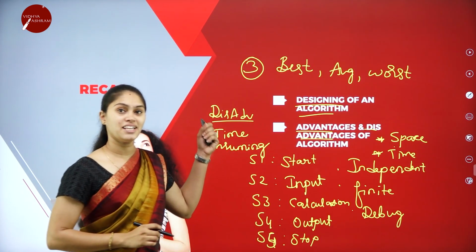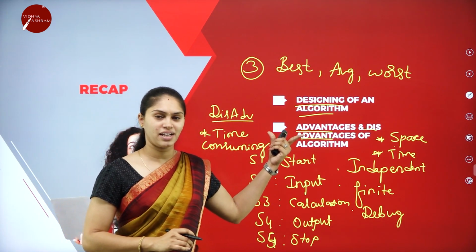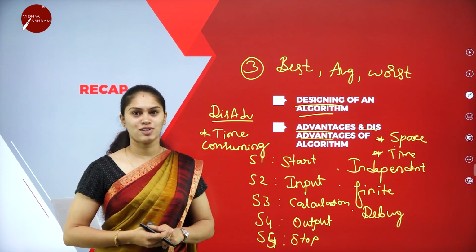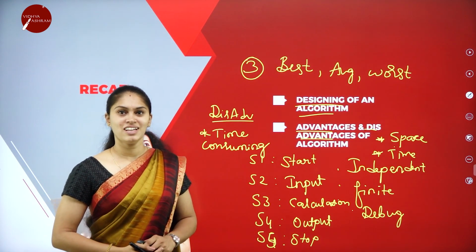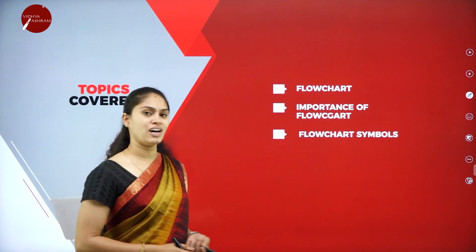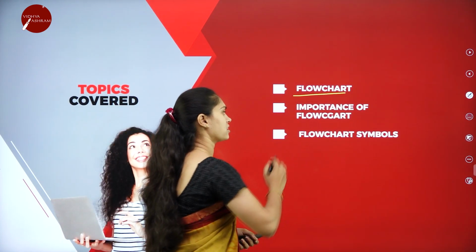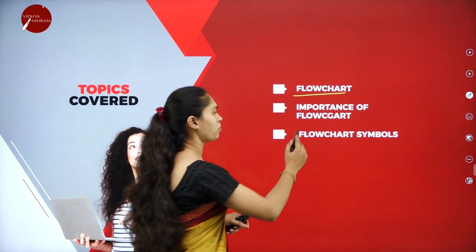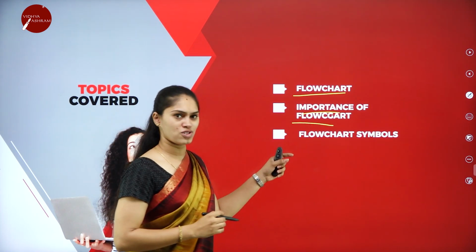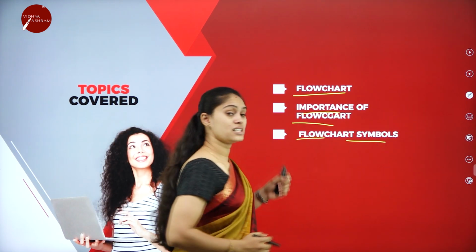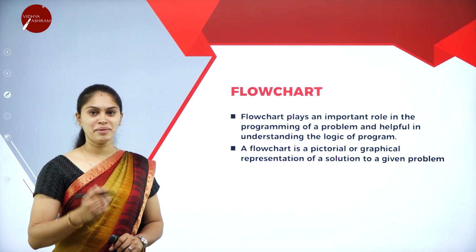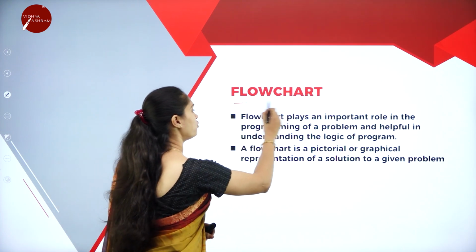So these are the 3 stages or 3 possibilities with regards to the analysis of an algorithm. So this is what I have discussed in my previous session. So in today's session, we are going to learn about what is flowchart and why the flowchart is important, that is, the importance of a flowchart. Along with that, we are going to discuss what the flowchart symbols are. Okay. So let me move on to the first step, that is flowchart.